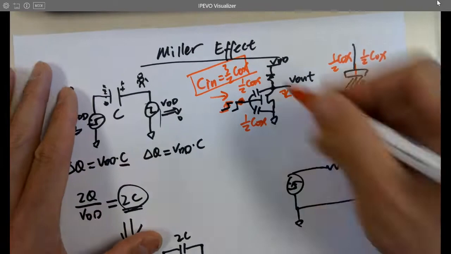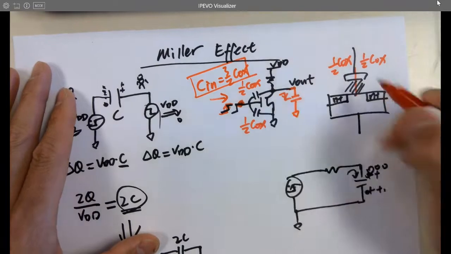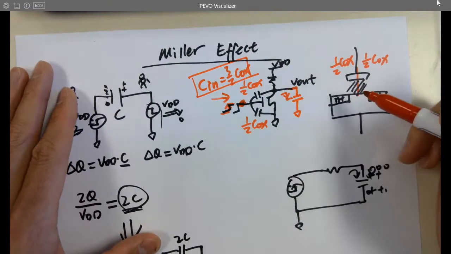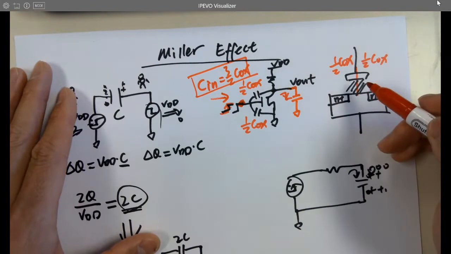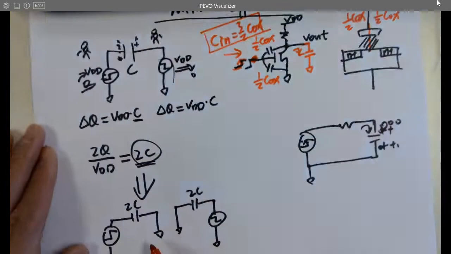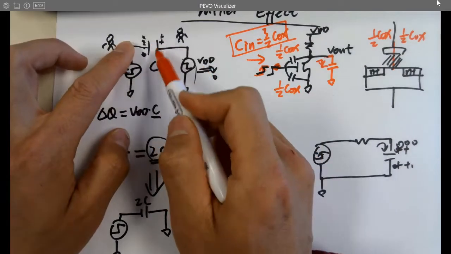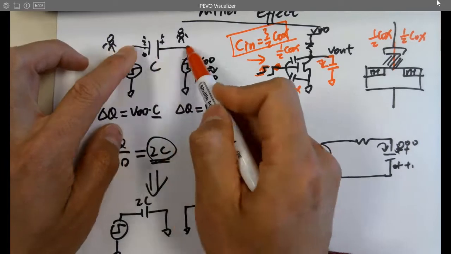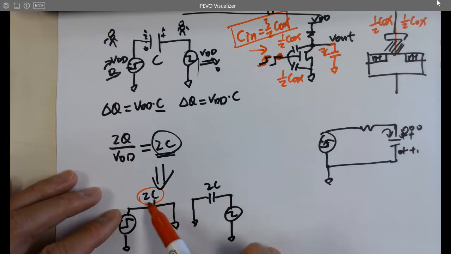Okay. What about the capacitance over here? How do we model the capacitance over here? What's the capacitance here? Just think about this circuit. If the two nodes are being connected by this one capacitor, it's being modeled like this, right? So you got two 2Cs on each side.